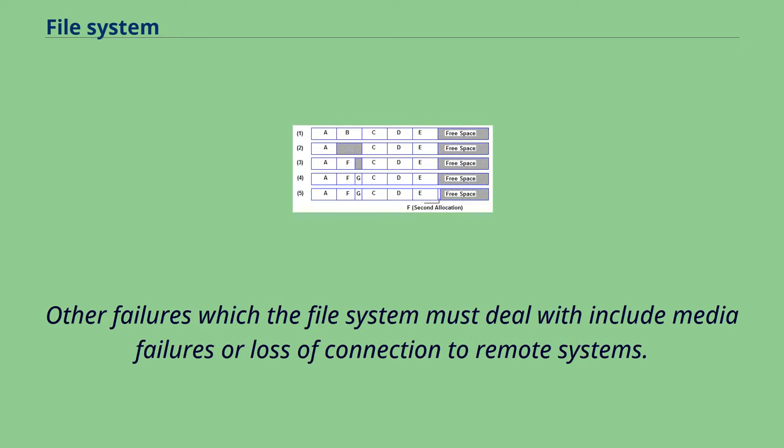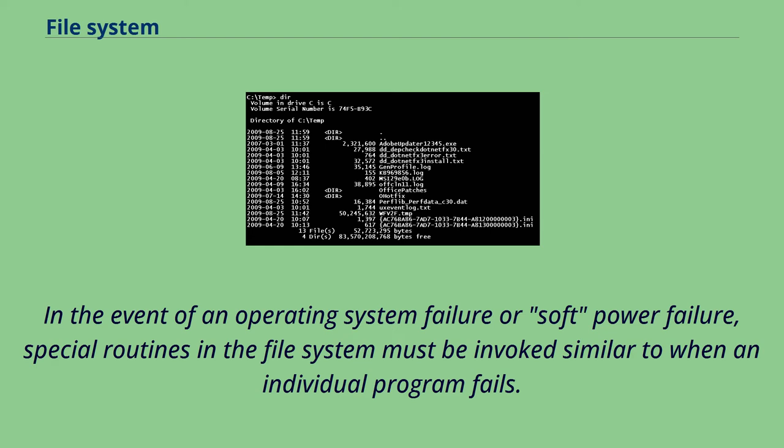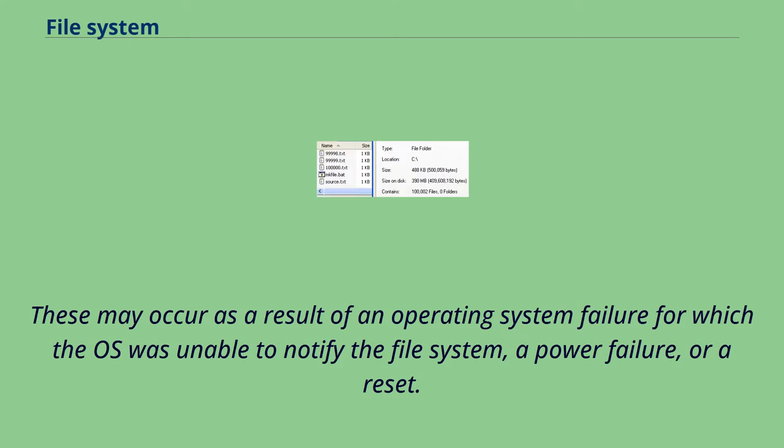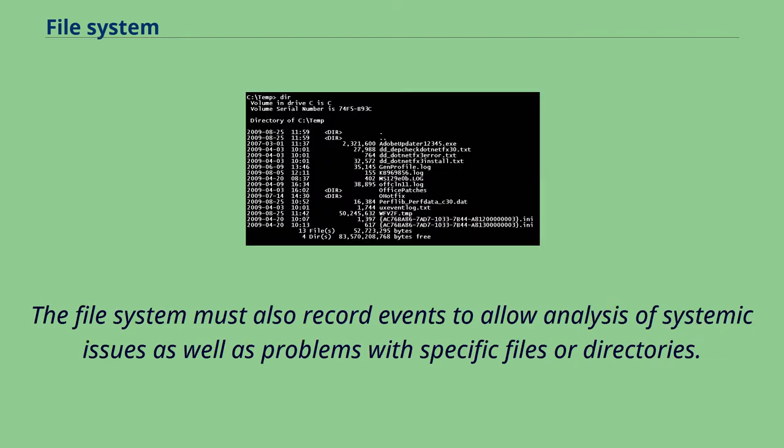Other failures which the file system must deal with include media failures or loss of connection to remote systems. In the event of an operating system failure or soft power failure, special routines in the file system must be invoked, similar to when an individual program fails. The file system must also be able to correct damaged structures. These may occur as a result of an operating system failure for which the OS was unable to notify the file system, a power failure, or a reset.